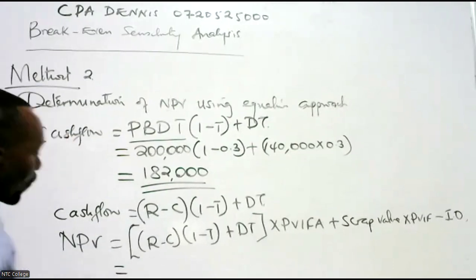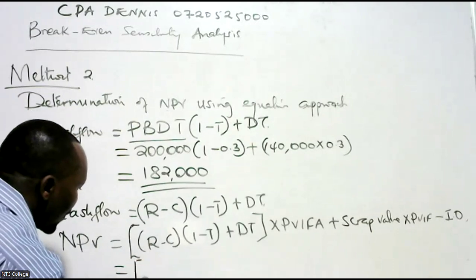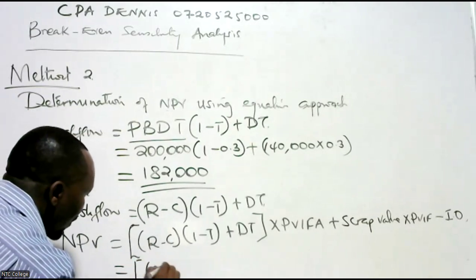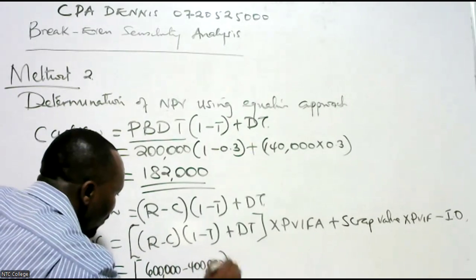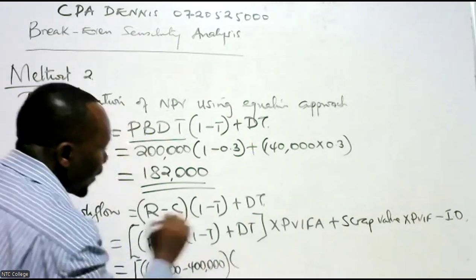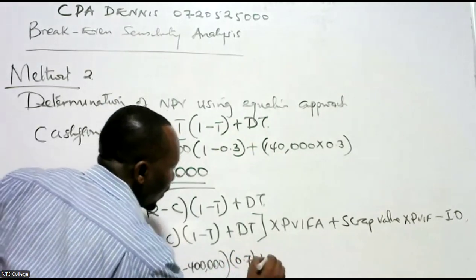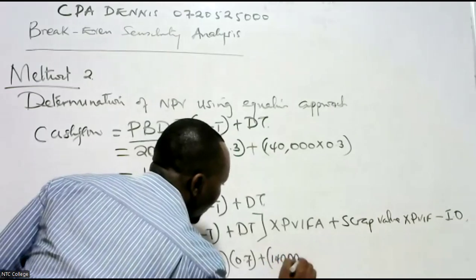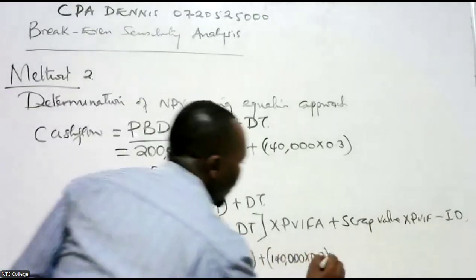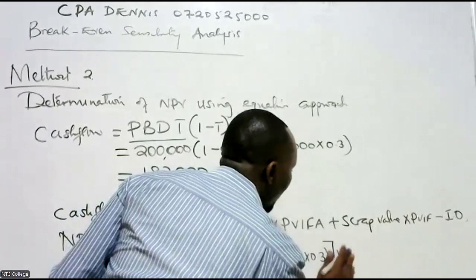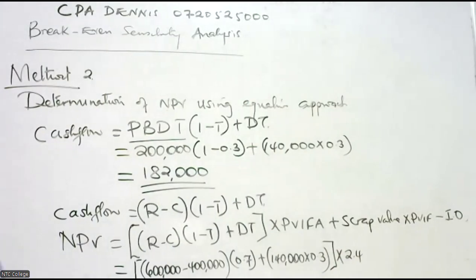So therefore, we want to see if we're going to arrive at the same NPV. So we take our revenue, which was 600,000 minus 400,000 into 1 minus T, which is 0.7, plus 140 times 0.3, that is this. Then all these times PV factor, which you got 2.4 what? We got it 2.4869.